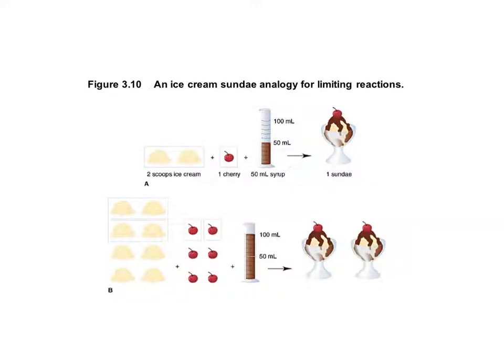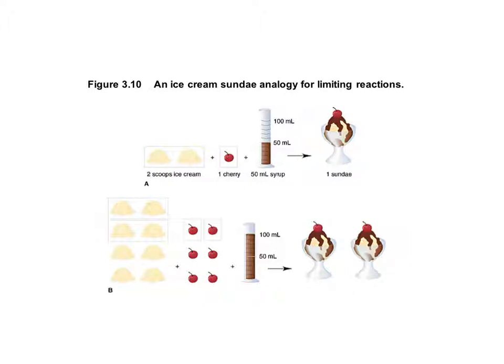So this is not necessarily a sample problem. This is just an example that I like to use when introducing limiting reactant type problems, because this is something easy to think about, right? Some stuff that you may have in your kitchen to make an ice cream sundae.